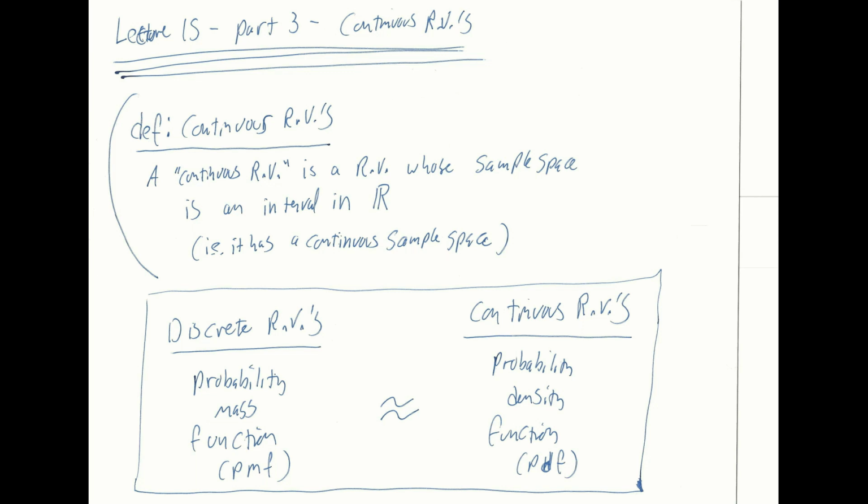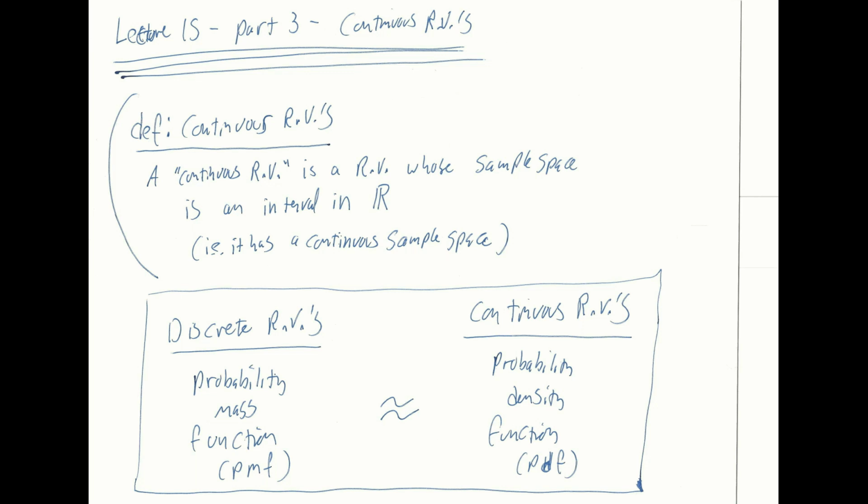So we'll begin with a definition for continuous random variables. A continuous random variable is a random variable whose sample space is an interval of the real line. In other words, it has a continuous sample space. So discrete random variables were random variables with a discrete sample space, meaning either finite or countably infinite. Continuous random variables are random variables with a continuous sample space, meaning their sample space is an interval of R. So that's the fundamental definition.